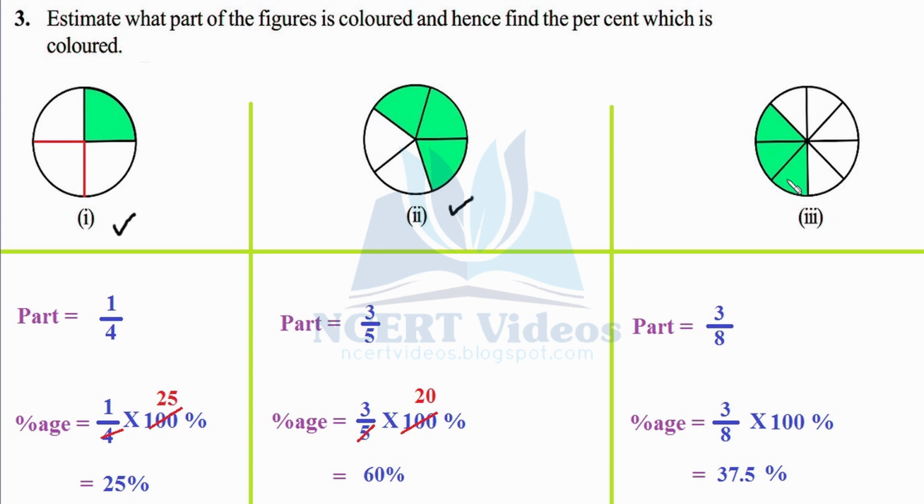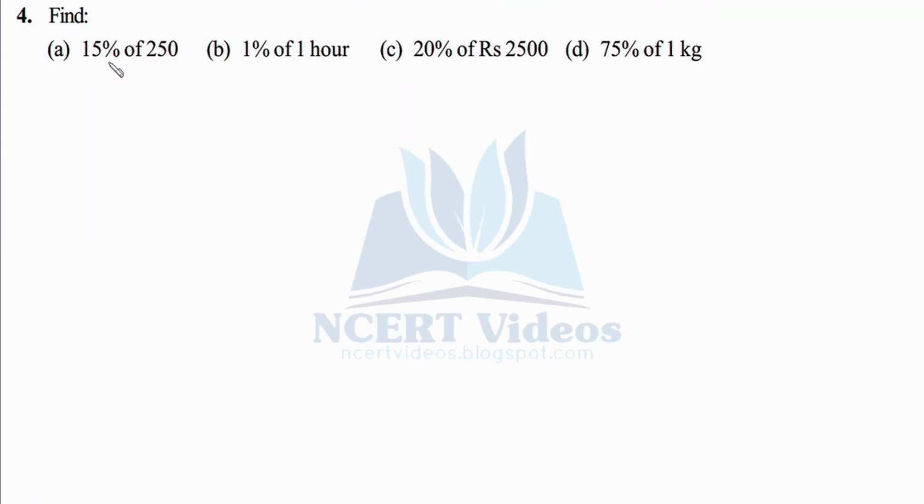Here, total number of regions 1, 2, 3, 4, 4 to the 8, and 3 out of 8. 3 over 8 part is colored. Now in percentage, multiply with 100%. Now 300 over 8, when you divide it, it gives you 37.5. You can do it in your rough. So here 37.5% of the region is colored. In this way you find percentages of colored regions. That is your third. Question number 4. Find A, 15% of 250, B is 1% of 1 rupee, C is 20% of rupees 2500, D is 75% of 1 kg.